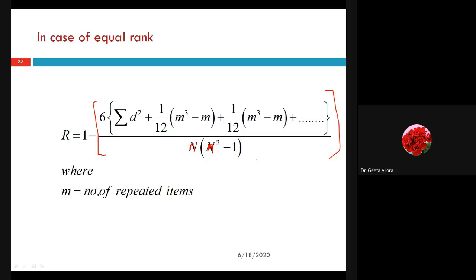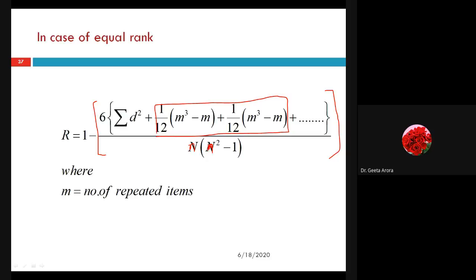So if we say what the change in the formula is, you can see in summation of d square we have added the term 1 by 12 m into m square minus 1, or I can say m cube minus m, and this is just a correction, or you can say an additional term, to be added whenever we have a number of repetitions of a particular term.